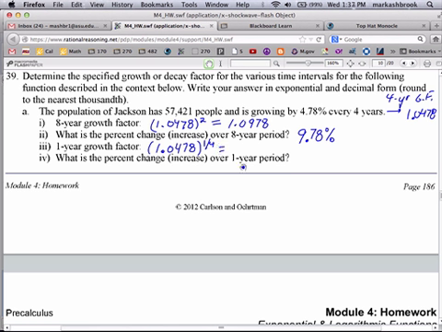So 1.0478 raised to the 0.25. Someone else get that? Cool. All right. And what's the percent change for that? 1.17%. Any questions on part A? Does that make sense so far?